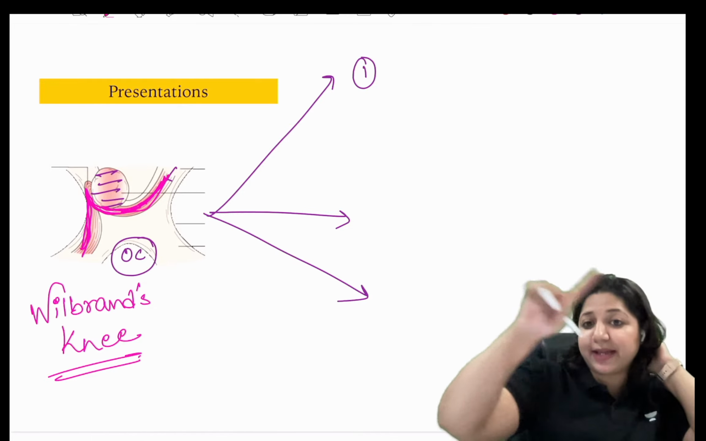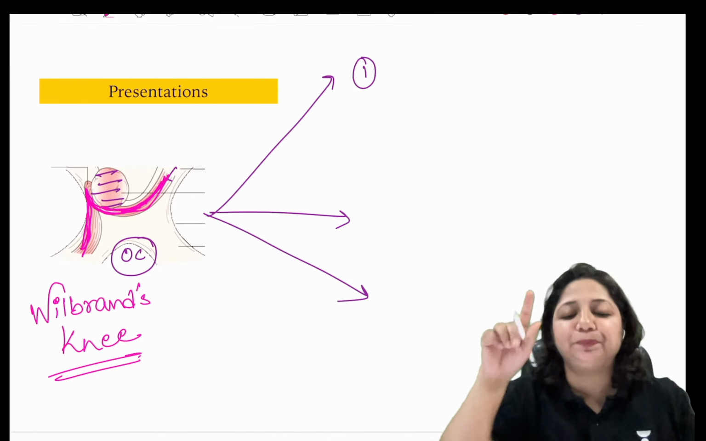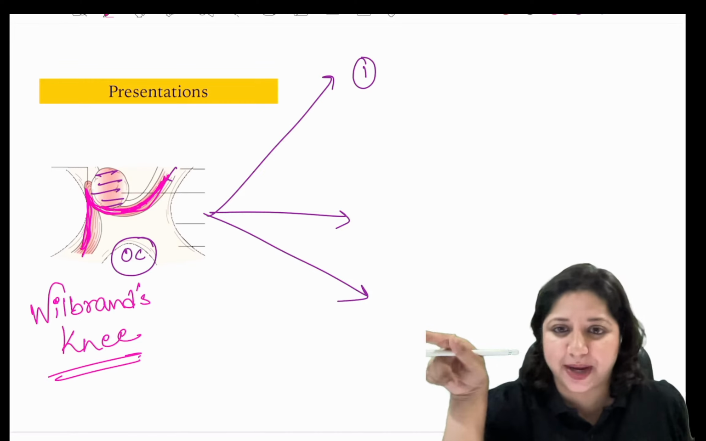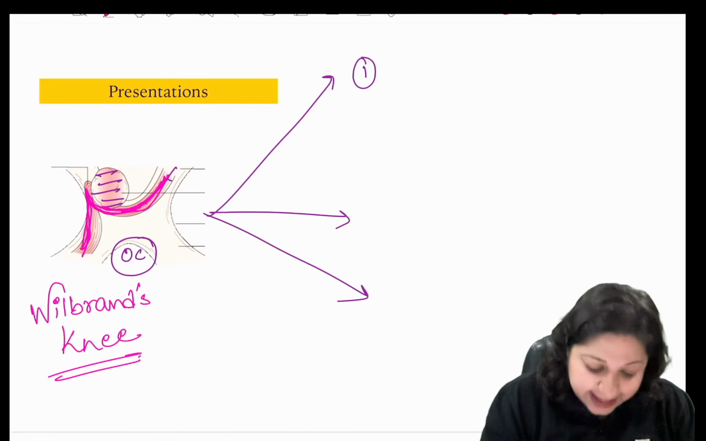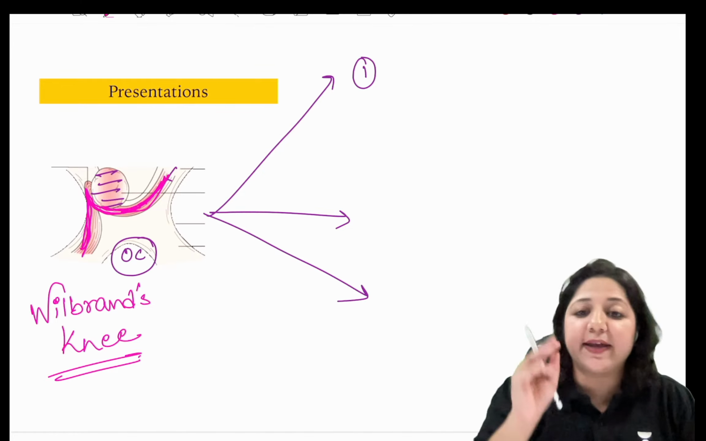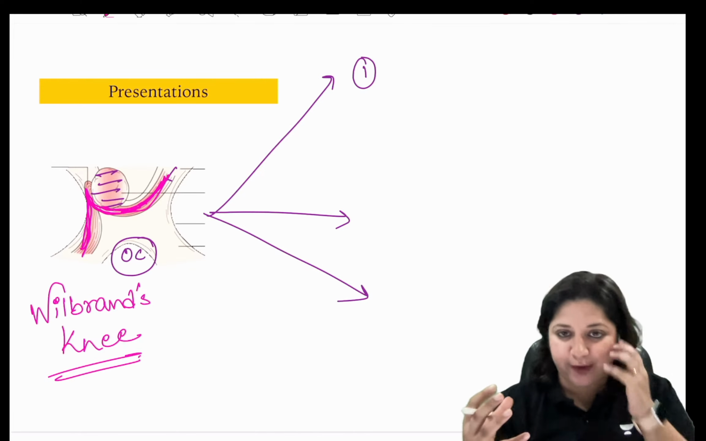Meyer's loop is after the LGN. These fibers curve around and form the optic radiation near the temporal horn of the lateral ventricle. So that is Meyer's loop. This is Wilbrand's knee. So whenever there's a lesion like this, it has three presentations depending upon the number of the fibers which are affected, right?